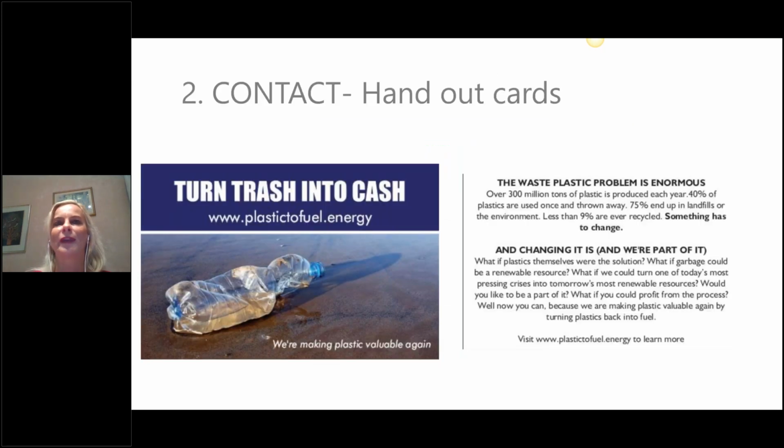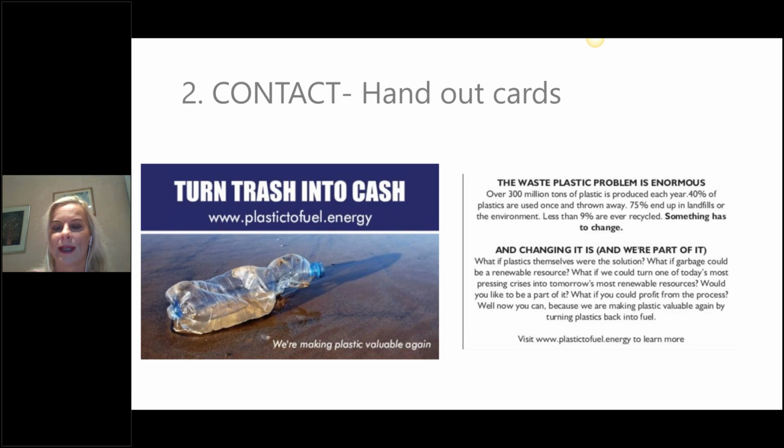And then of course we have tools, and we could, for example, create our own handout cards, turn trash into cash. That's really calling when people get this handed out. Wow, turn trash into cash. What does it mean? Well, the waste plastic problem is enormous. Truly. Over 300 million tons of plastic is produced each year, 40% landfill, and so on. And so they're reading that, they are curious, and sure, what do they do?